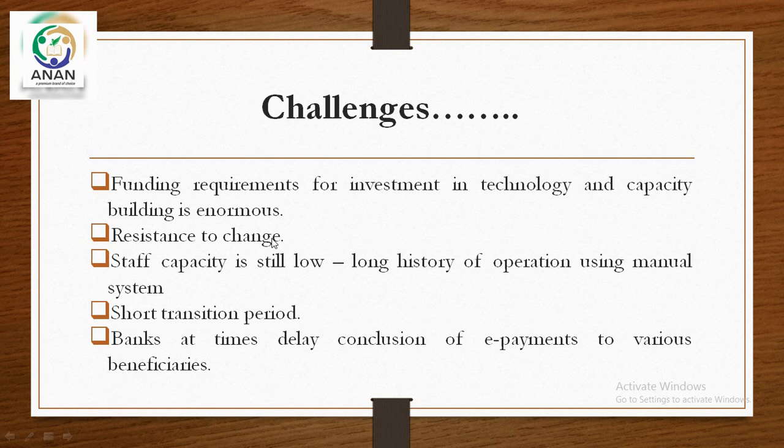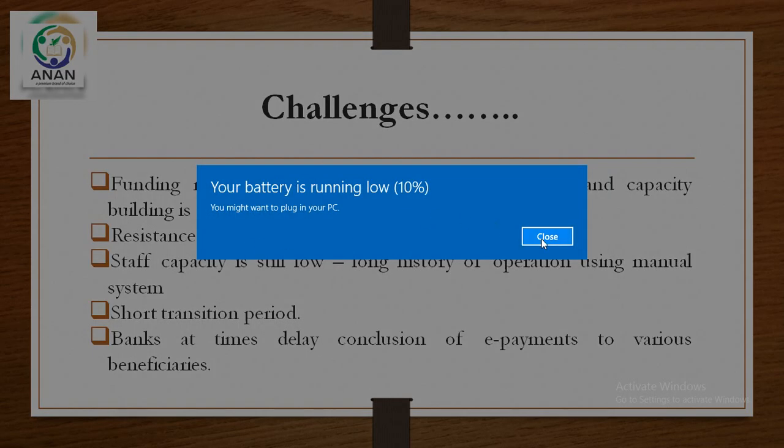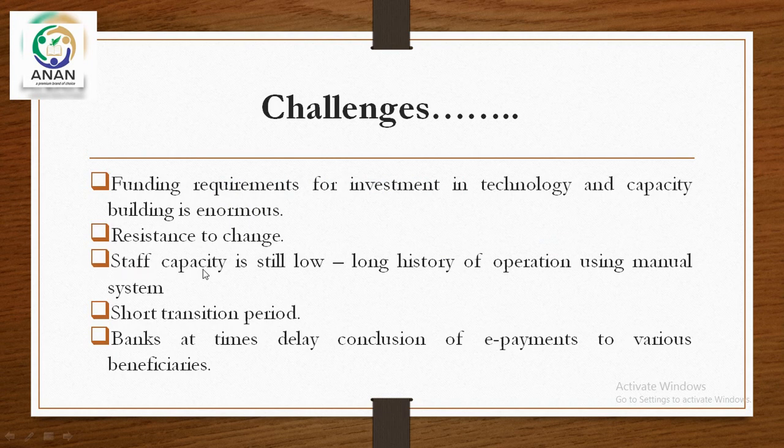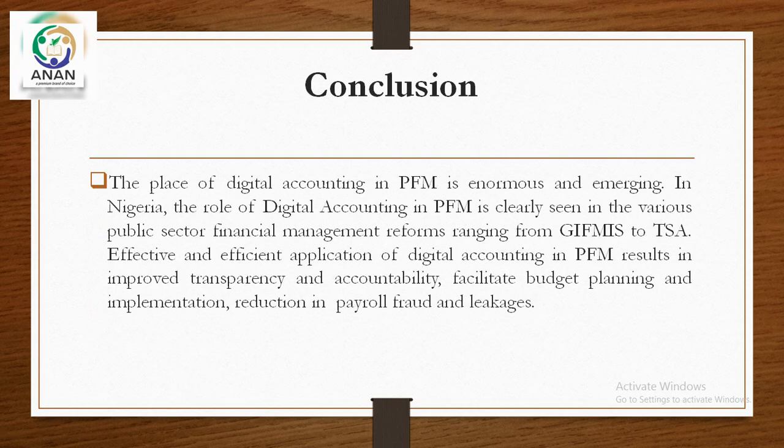Resistance to change. When those who are supposed to implement the system or appreciate the introduction of such systems are not given to change, there is a tendency that implementation will be forestalled. Staff capacity is still low. Long history of operation using manual system. Short transition period. Banks at times delay conclusion of e-payments to various beneficiaries. So these are some of the challenges that inhibit the implementation of the electronic accounting system or the digital accounting system.